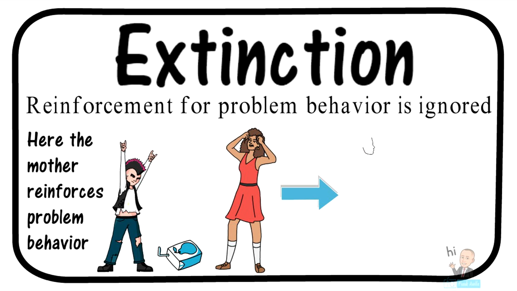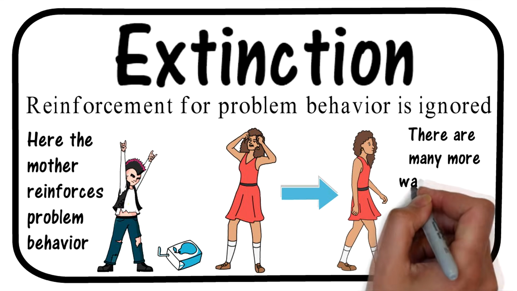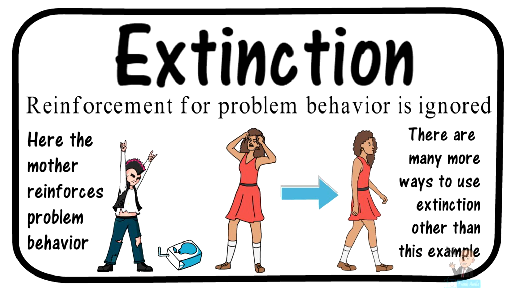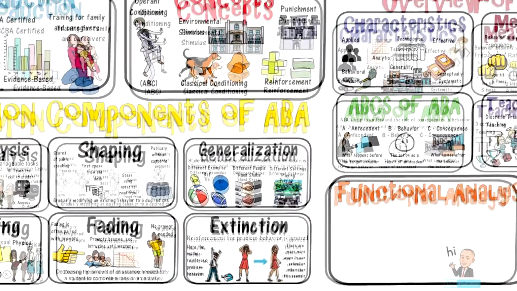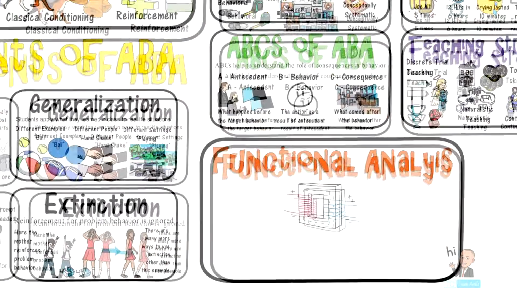Instead, the parent should just walk away and not give the child the soda that he wants, thereby decreasing the likelihood that it will happen again. There are many more ways to use extinction other than this example, but this is just one. And finally, the last section, functional analysis.